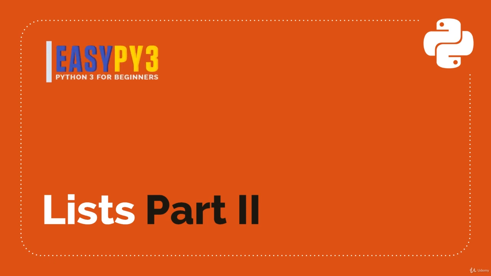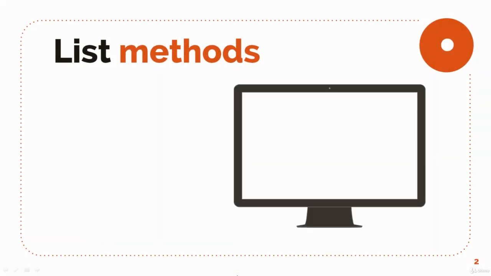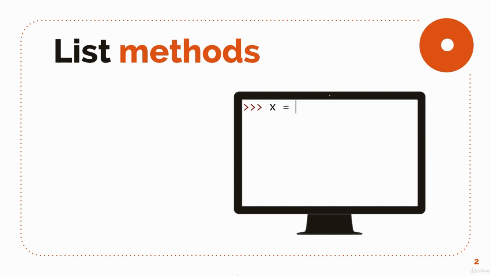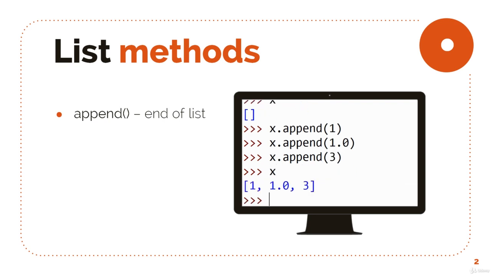In this lesson we'll continue to look at lists in Python. Now that you know what methods are, let's look at list methods. We will start by assigning an empty list to a variable. Now we can use the append method to add things to the list. It can be any data type, but as you can see, it always adds to the end.